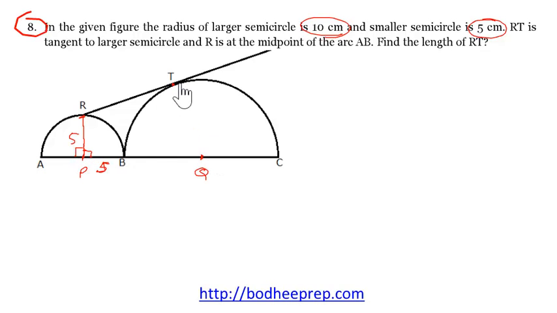Similarly, since the line RT is tangent to the larger semicircle, if I join TQ, TQ will be the radius and the value will be 10, and this angle will be 90. Is this part correct? Is this part clear, everyone?